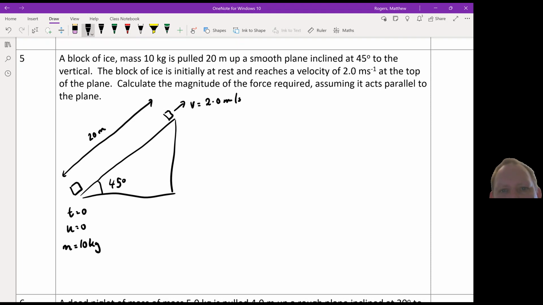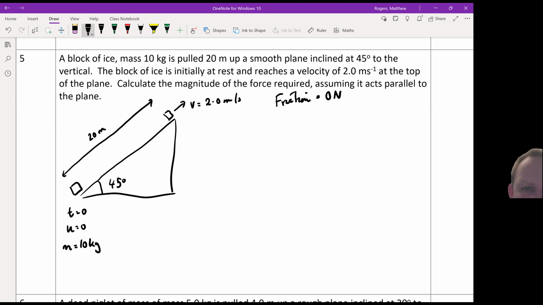And we're told it's a smooth plane. I think we're able to assume that the friction throughout is equal to 0 newtons. So that's the setup of the problem that we're looking at. We're going to work out the energy changes that happen in this situation, use those energy changes to work out the work done, and then knowing the work done, we can see what force has to act through this distance.